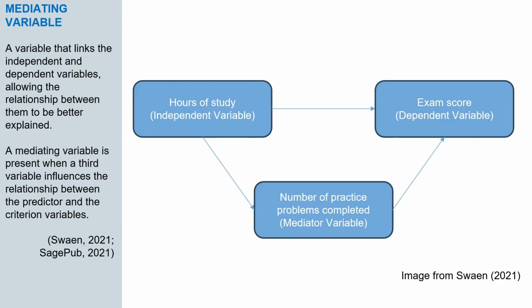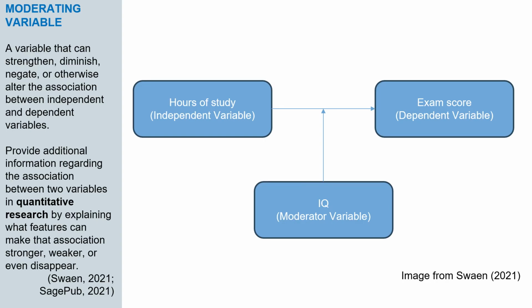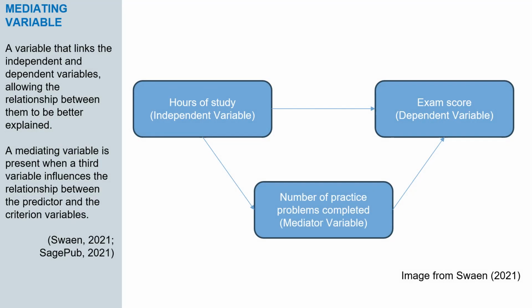And a mediating variable is a variable that links the independent and dependent variables. So, unlike the moderating variable, the moderator variable is not linked to the independent and dependent variables. It simply improves the existing relationship. But in a mediator variable, the mediator variable links the independent and dependent variables.